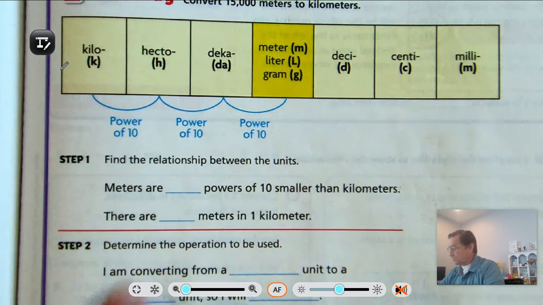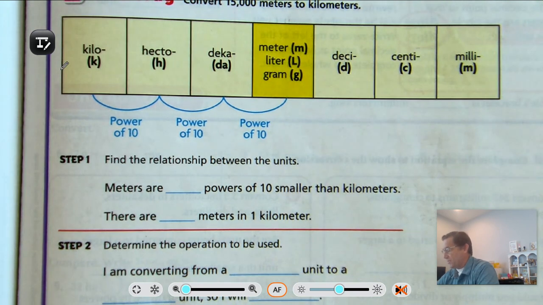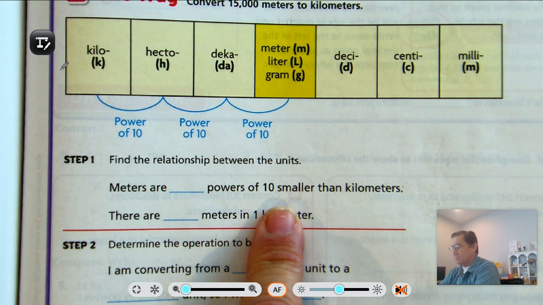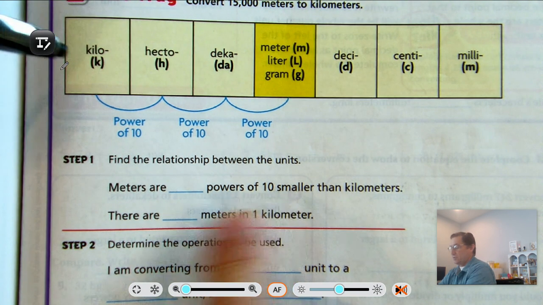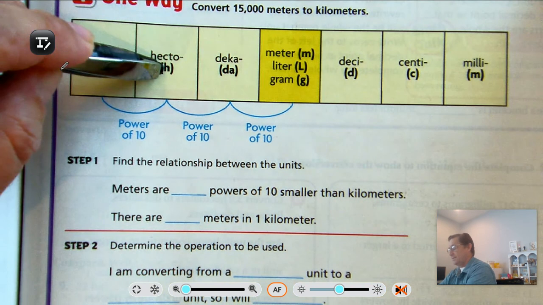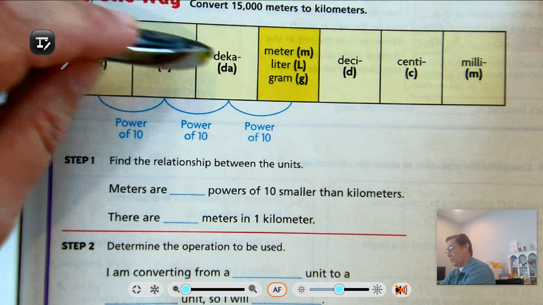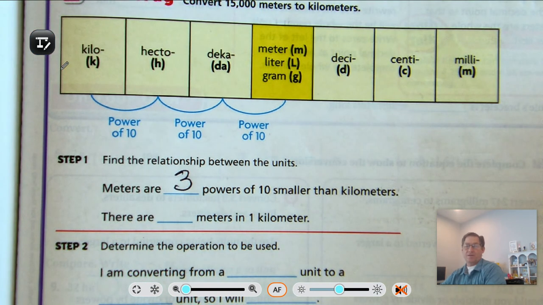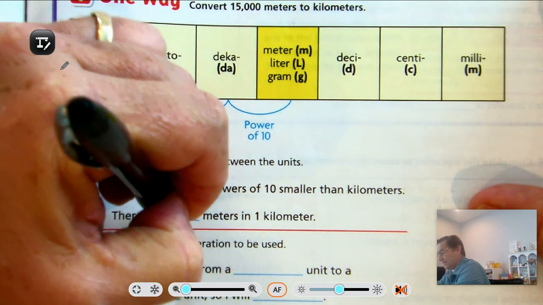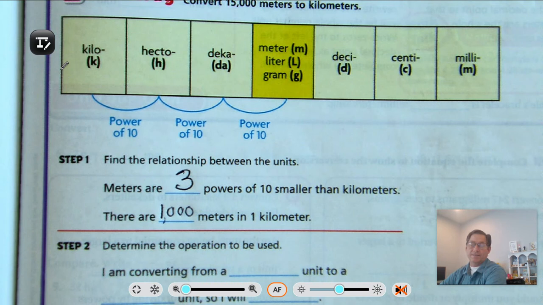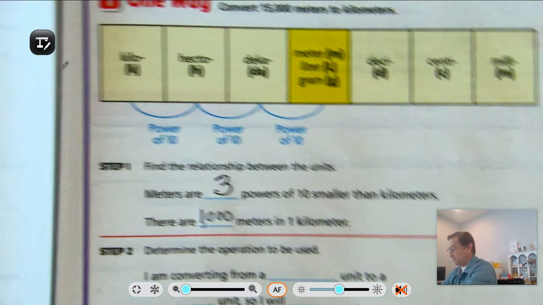All right, so find the relationship between the units. The meters are blank powers of 10 smaller than kilometers. So kilometers are bigger than meters, and how many times? 1, 2, 3 powers of 10 greater. So that tells us that there are 1,000 meters in 1 kilometer.